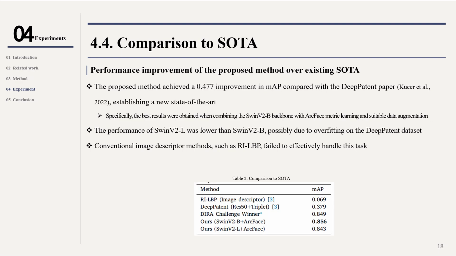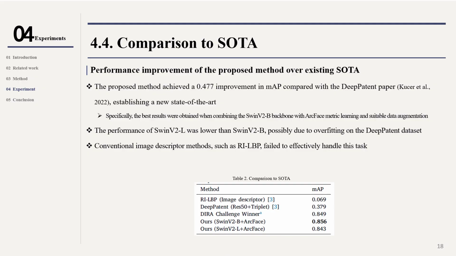The proposed method achieves a 0.477 improvement in MAP compared with the DeepPatent paper, establishing a SOTA. Specifically, the best results were obtained when combining the SwinV2 backbone with ArcFace metric learning and suitable data augmentation. The performance is presented in Table 2.